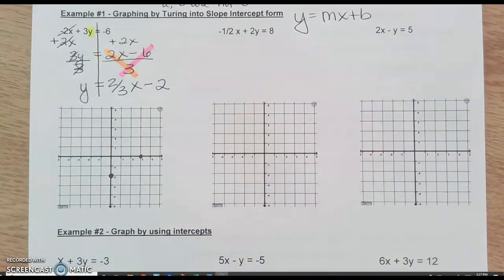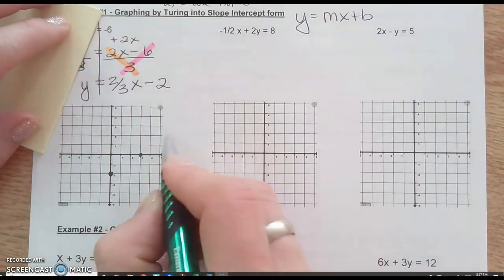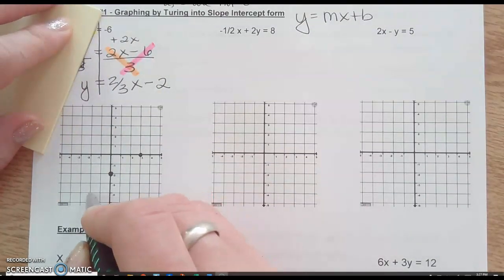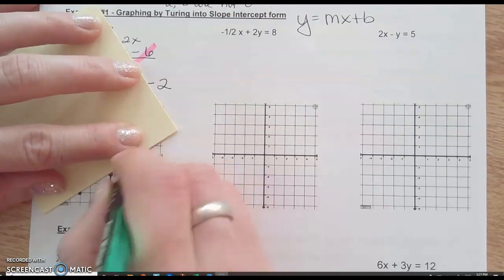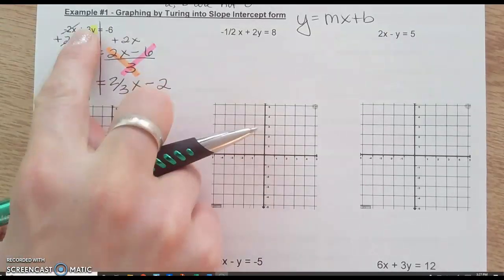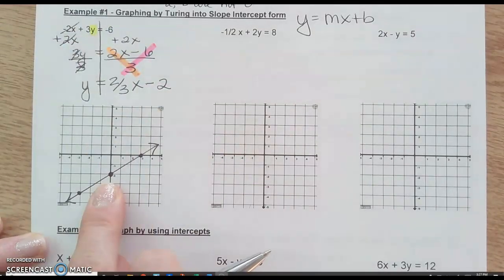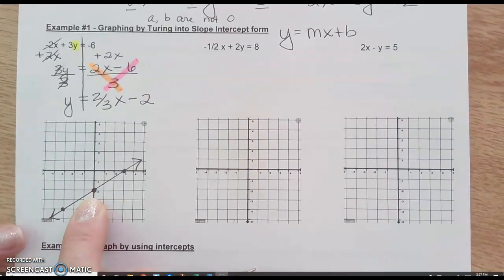Okay, and from there, I can just connect them. You can keep going if you want, right? Up 2 over 3 or down 2, back 3, just to make sure you've got your line straight. And then connect them. So we started in standard form, and we graphed it. All right, let's try one more together.